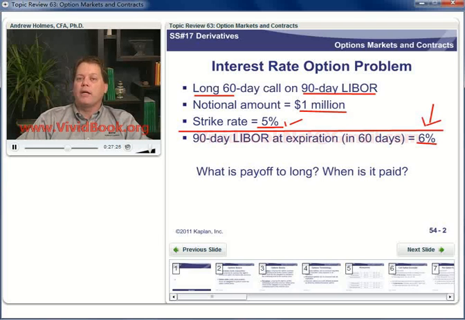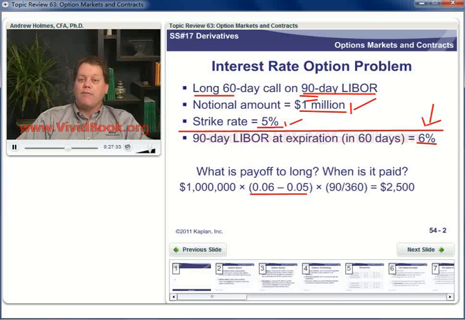We have $1 million notional principal, and we just have to make sure that we adjust for the periodicity of the loan. So we're going to take the notional principal times the interest rate spread. If you're Andy Holmes and you're under duress in the exam, okay, then what you forget is the time adjustment. Make sure you don't do that because it makes a big difference. Okay, so anyway, what we see here is a payoff of $2,500.